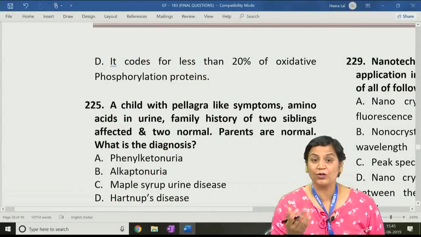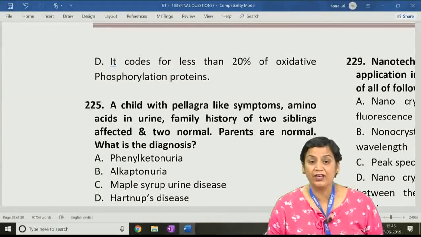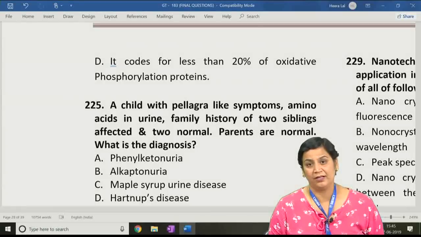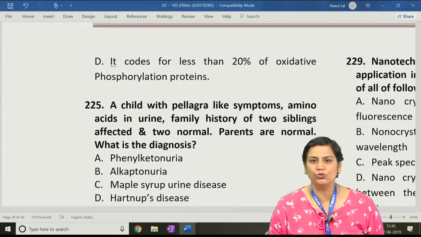You can see the child is showing pellagra-like symptoms. That means the person is suffering from Hartnup's disease. Hartnup's disease, it is clear from the word itself, was basically named after the discoverer. And Hartnup's disease is characterized by defective absorption of tryptophan, which is the precursor of niacin in the body. So the answer to question number 225 is D, Hartnup's disease.